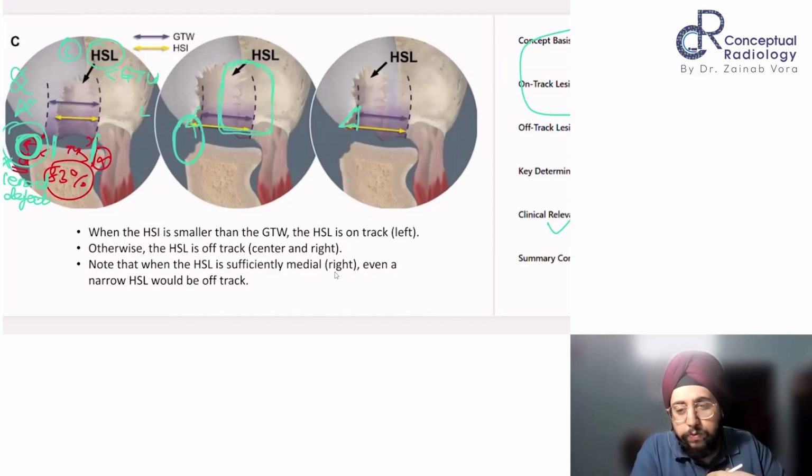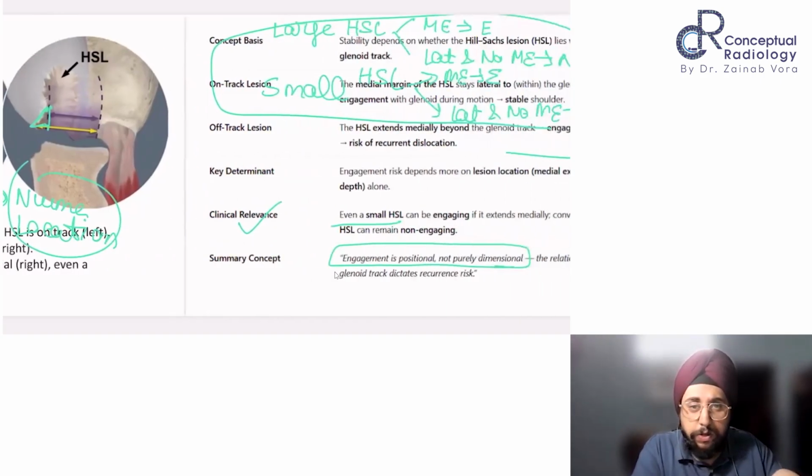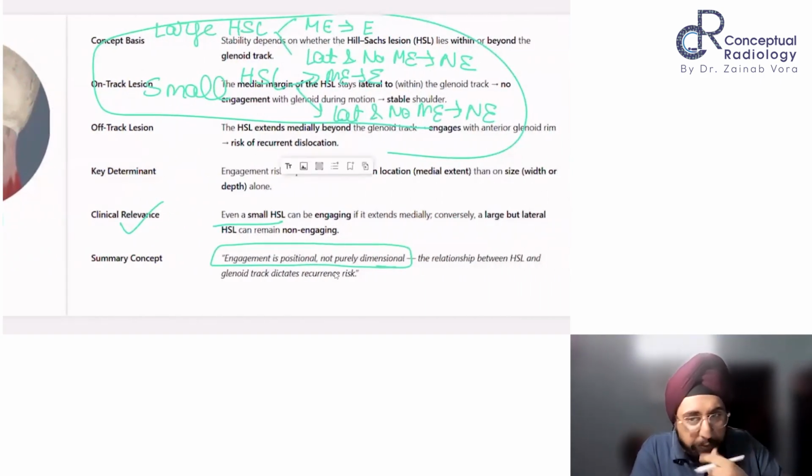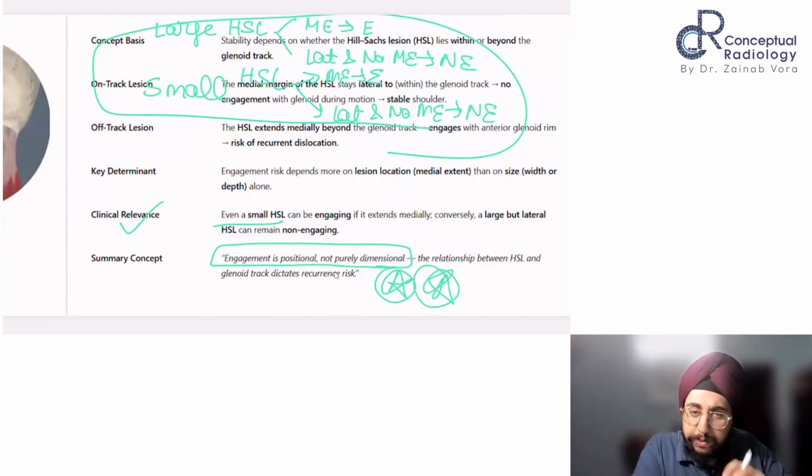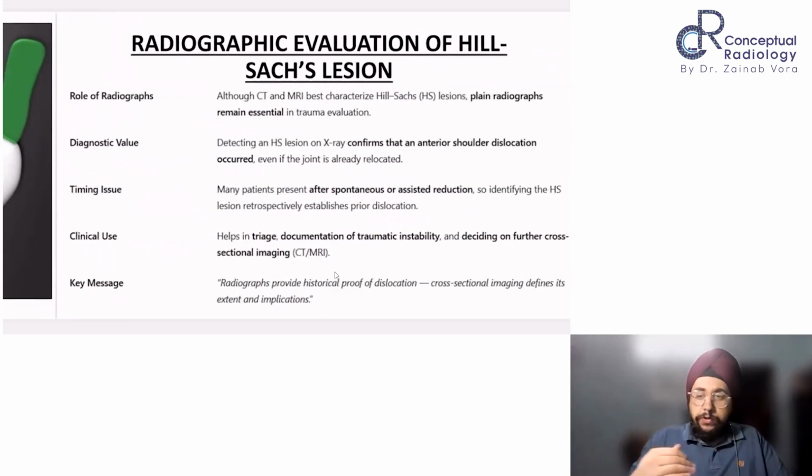Okay. So engagement is not purely numerically based. It's basically based on the location as well. Not only the size matters, but the location of the Hill-Sachs also matters. That will govern whether it's an on-track or an off-track lesion. So remember this line: engagement is positional, not purely dimensional. The relationship between the HSL and glenoid track dictates your risk of recurrence as well as the future management options. Now let us start with the evaluation of the Hill-Sachs.